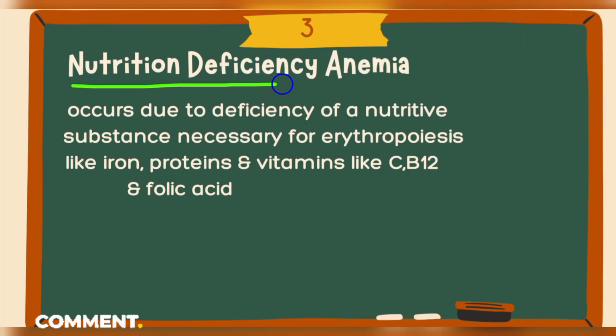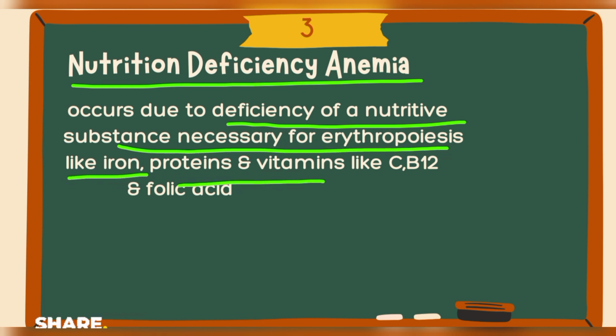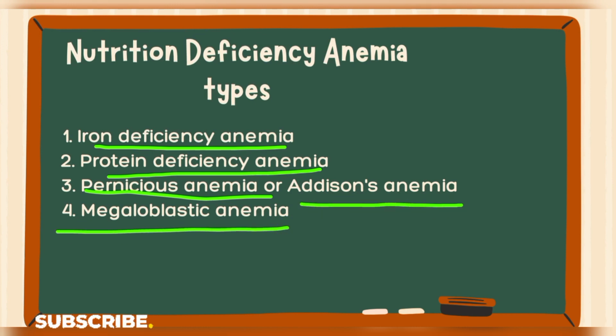Next is the nutrition deficiency anemia. Anemia that occurs due to deficiency of nutritive substances necessary for erythropoiesis like iron, protein, vitamins like vitamin C, vitamin B12 and folic acid may lead to this type of anemia. The types of nutrition anemia are iron deficiency anemia, protein deficiency anemia, pernicious anemia, which is also called as Addison's anemia, and megaloblastic anemia.